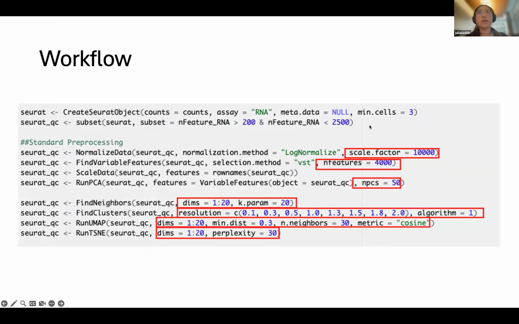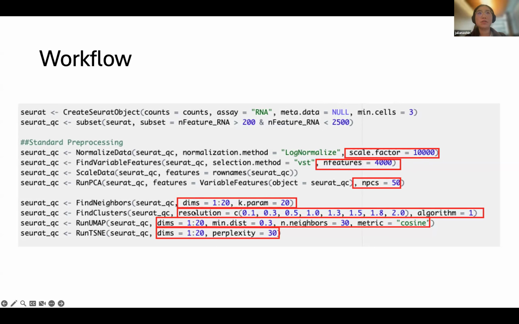So for the QC, I went with the minimum cells as 3. I narrowed down for cells that had at least 200 nFeature RNA, but less than 2,500, to remove any possible doublet cells. And then I went with a scale factor of 10,000. I chose 4,000 nFeatures, 50 PCs, 20 dimensions.